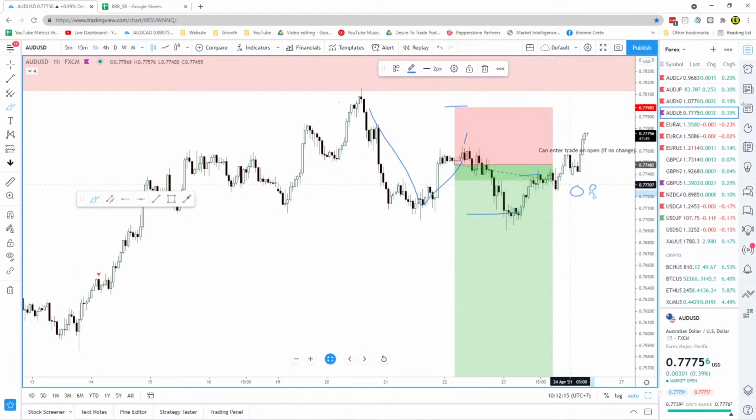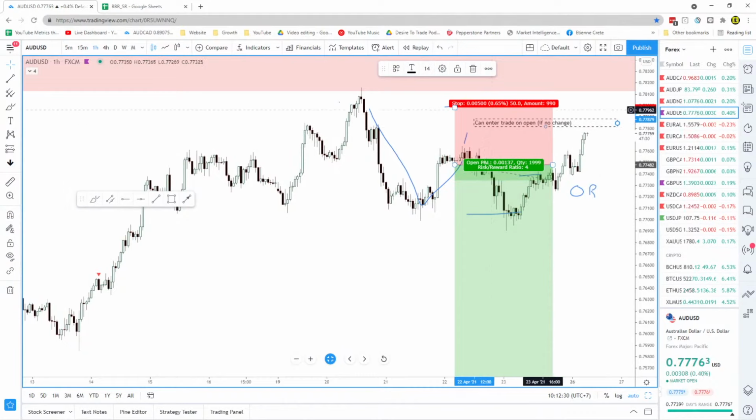And I was looking forward to actually enter here or there because we have another bearish candle, so I could re-enter there, but it seems that price just went back up, so I'm not going to re-enter. So basically my thought was to enter here. As you can see, can enter trade on open if no changes, but price just shot back up, so that won't work for now. But that's the thought process here for this trade.